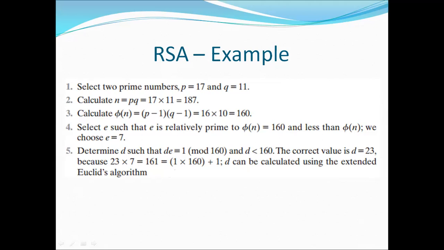So I select E as 7 and then determine D such that D times E is congruent to 1 mod 160, and D should be less than 160. The correct value is D equal to 23, because 23 times 7 is equal to 161. If you apply mod 160, it will produce the remainder 1. So D can be calculated using the extended Euclidean algorithm also.